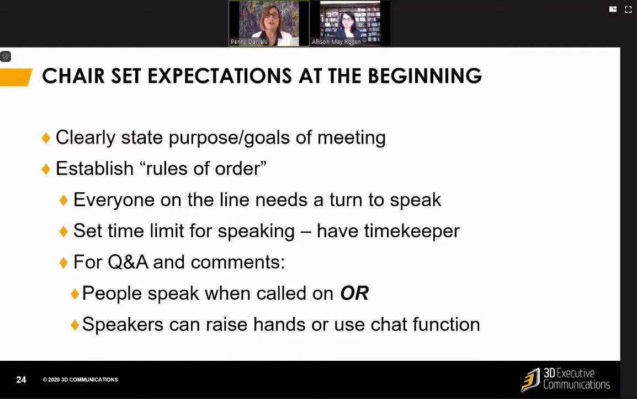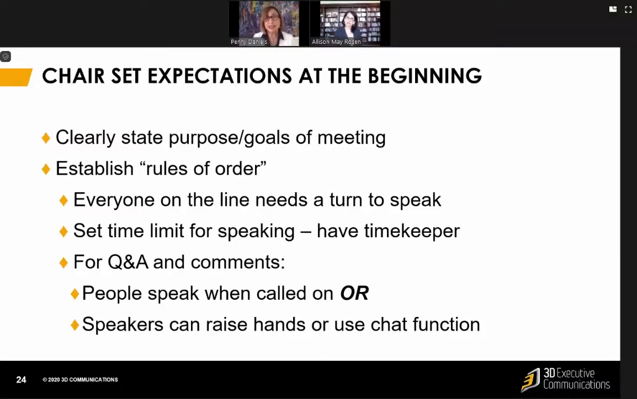First of all, just like in a regular meeting that isn't online, you really have to have a chair and an agenda and follow it. And have the chair clearly state the purpose and the goals of the meeting so everyone's on the same page right at the beginning. They also have to establish rules of order and state them right at the beginning. It's got to be even more structured than an in-person meeting because you can't see each other very well. I mean, you can see people on the camera if it's on.